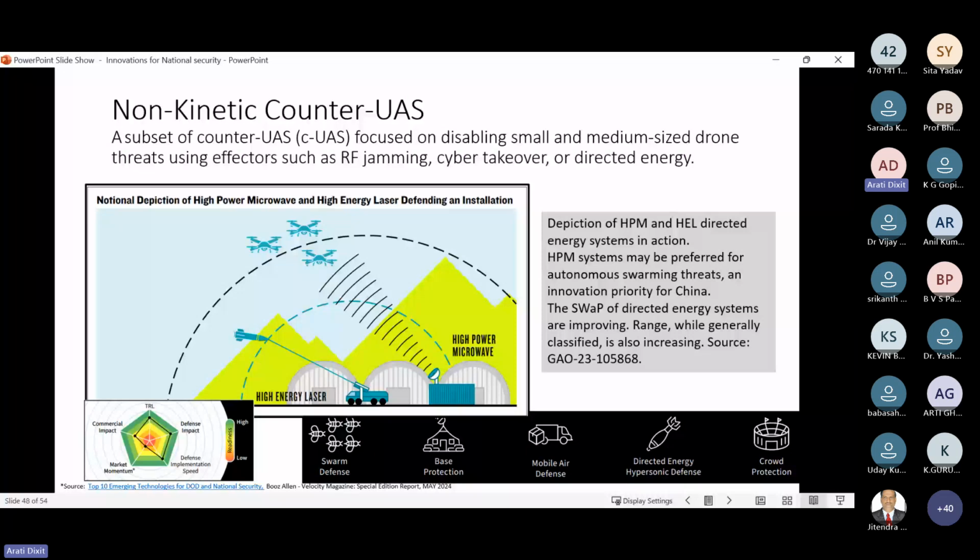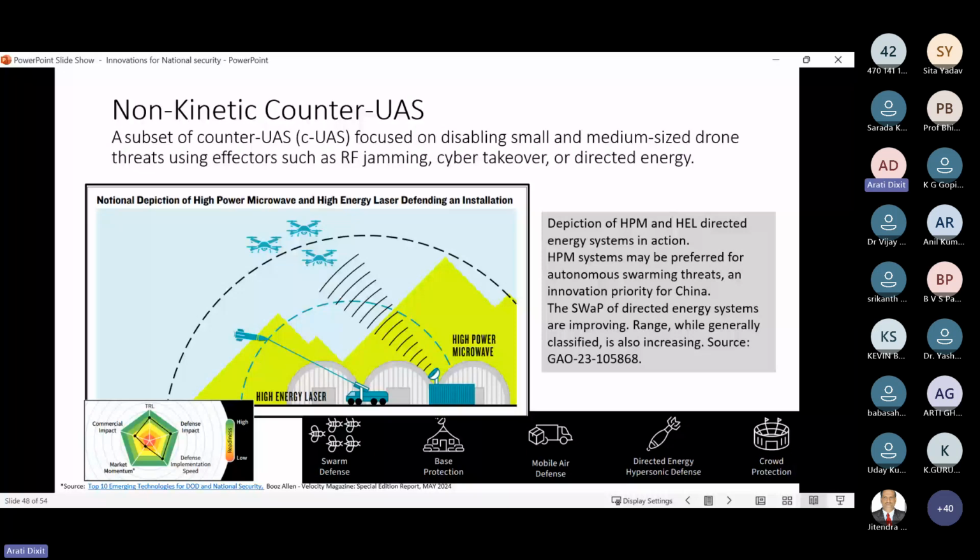So the radar map here shows there's a lot of room for contribution. Market momentum still has to pick up, but otherwise a reasonably good amount has been done on the other four fronts of commercial and defense impact or implementation of that.